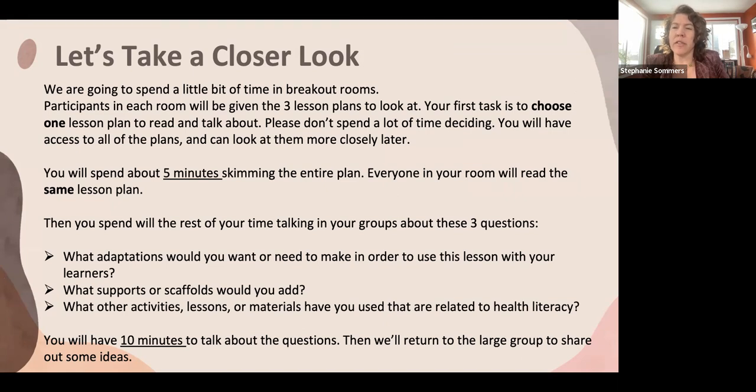Sarah says, we looked at the smoking lesson. A couple of us in our room were beginning ESL and thought we could adapt. Oh, great. Sarah, thank you so much for bringing up how when you look at that lesson, you started thinking about how you could adapt it for your students, because we know as ABE teachers that adaptive expertise is so important. Thanks for bringing that up.